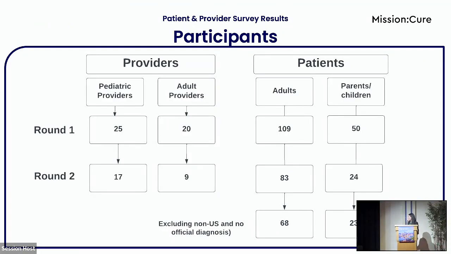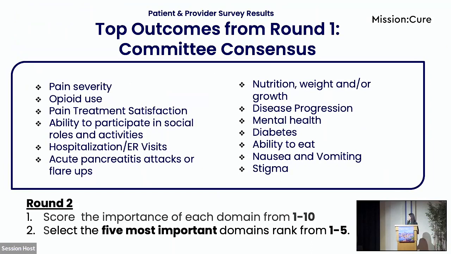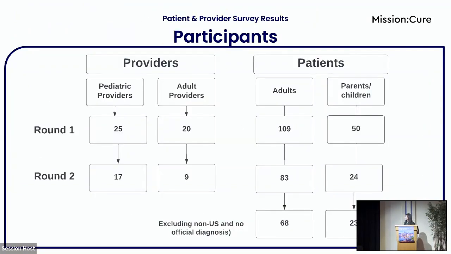So we had 25 pediatric providers, 20 adult providers, 109 adults, 50 parents and children complete round 1 of the survey. And then we had 17 pediatric providers, 9 adult providers, 83 adults, 68 adults, 23 parents and children complete round 2 of the survey. We had some dropouts, but we think we got pretty good participation.